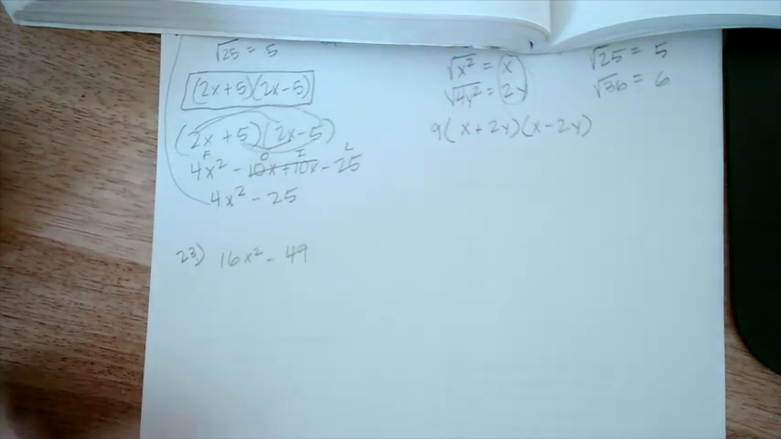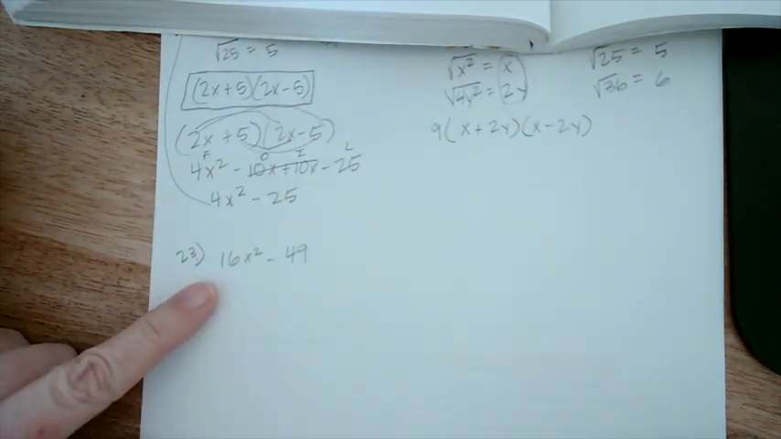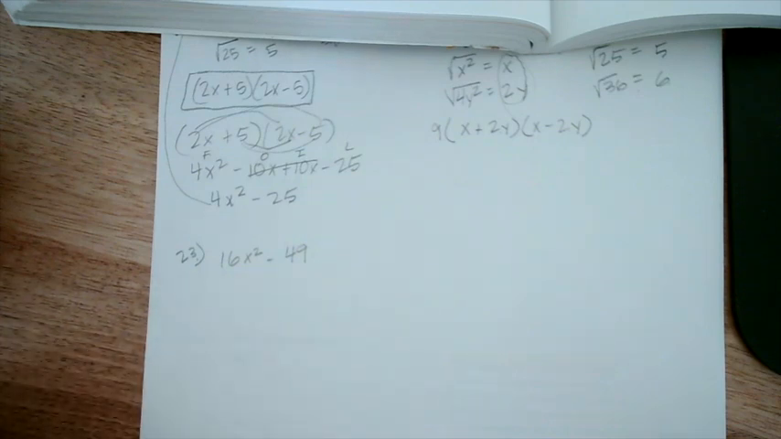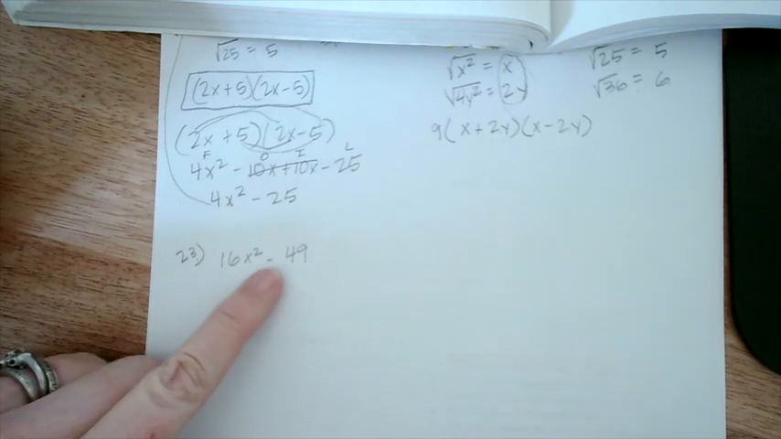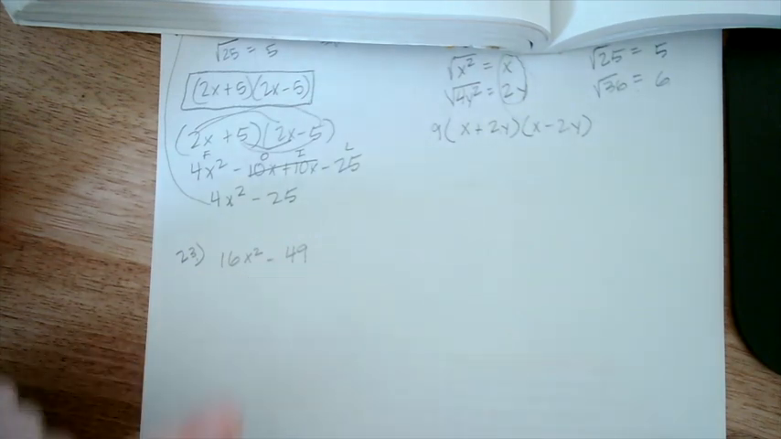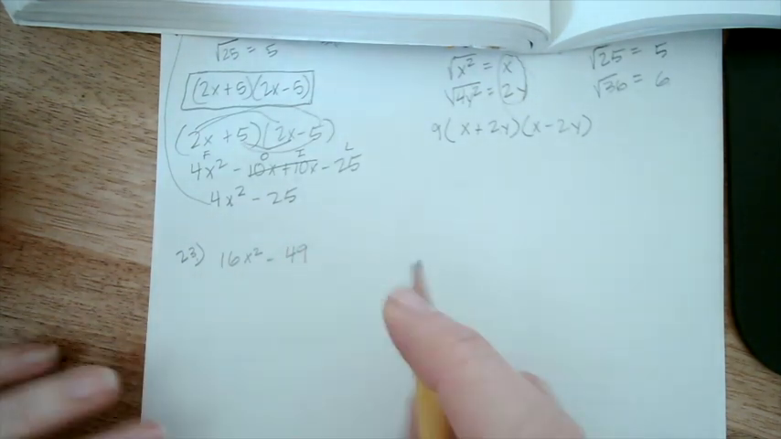And the directions read, determine whether each binomial can be factored as a difference of squares. So we're going to look at this. Remember, our two things were, and I do them backwards: is there a subtraction problem? Yes, it is subtraction. And then, are these two terms perfect squares?